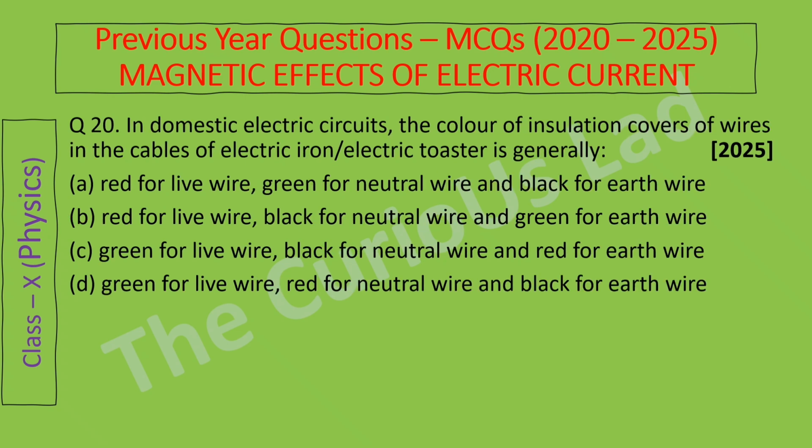Next, question number 20, which was asked in 2025. In domestic electric circuits, the color of insulation covers of wires in the cables of electric iron and electric toaster is generally: option A, red for live wire, green for neutral wire and black for earth wire; option B, red for live wire, black for neutral wire and green for earth wire; option C, green for live wire, black for neutral wire and red for earth wire; or option D, green for live wire, red for neutral wire and black for earth wire. And the correct answer is option B, red for live wire, black for neutral wire and green for earth wire.